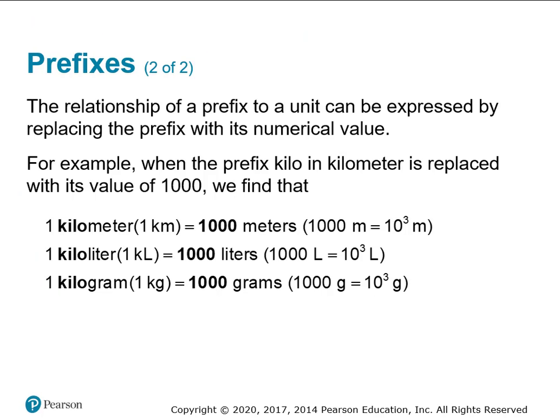The relationship of a prefix to a unit can be expressed by replacing the prefix with its numerical value. For example, when the prefix kilo in kilometer is replaced with its value of 1,000, we can say 1 kilometer is equal to 1,000 meters. 1 kiloliter is 1,000 liters. 1 kilogram is 1,000 grams.